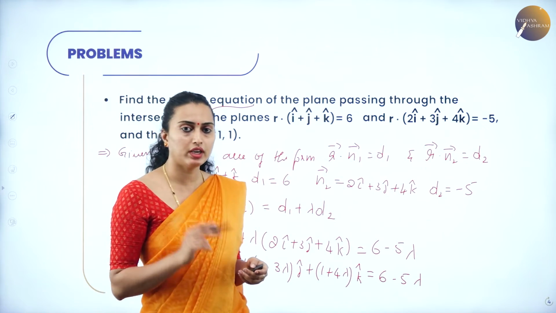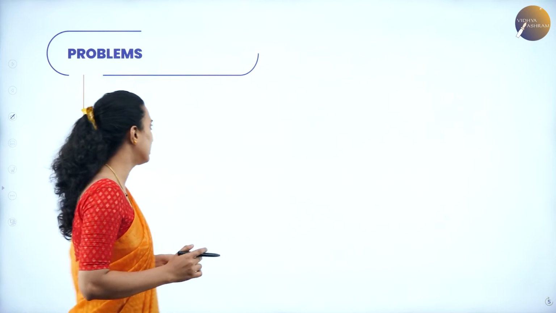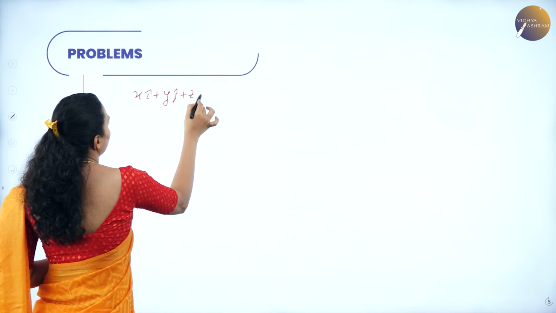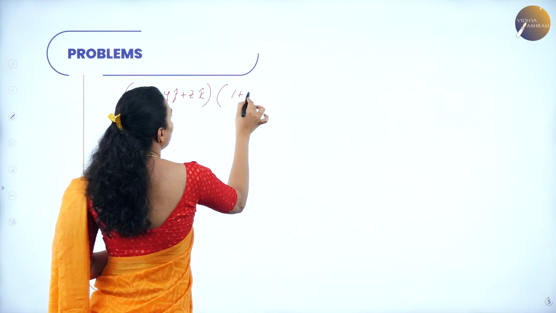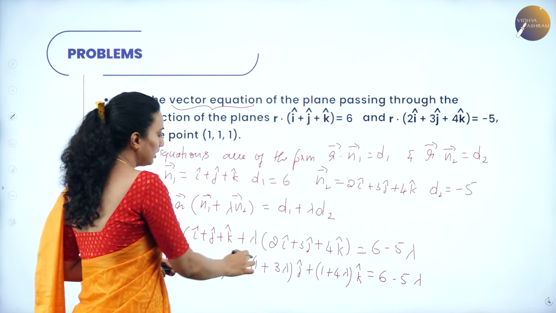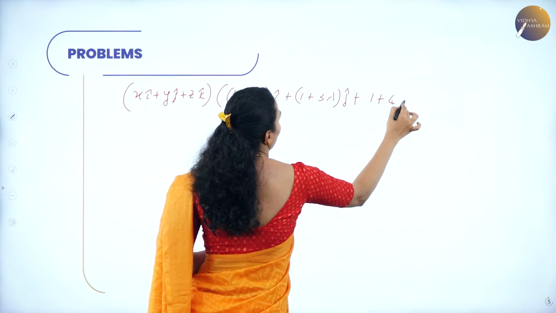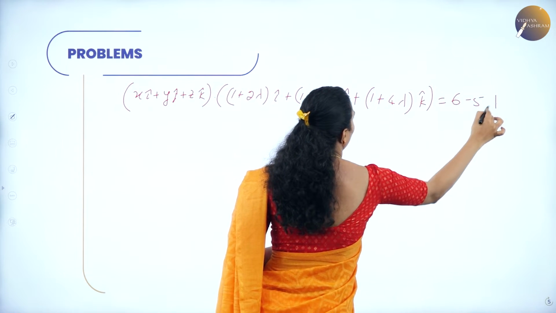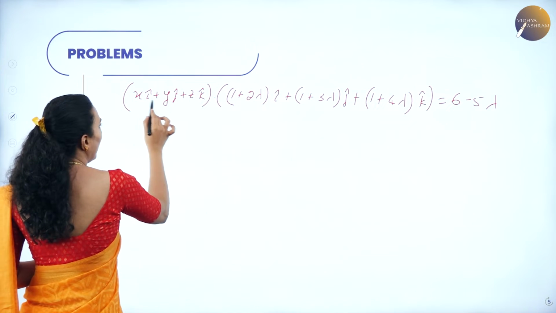Now, you have R vector, you know that it is xi plus yj plus zk, isn't it? Substitute that. So xi plus yj plus zk dot product of what you are having: 1 plus 2 lambda into i plus 1 plus 3 lambda into j plus 1 plus 4 lambda into k is equal to 6 minus 5 lambda. Now, you know that i dot i is nothing but 1. So therefore, i dot i is 1.